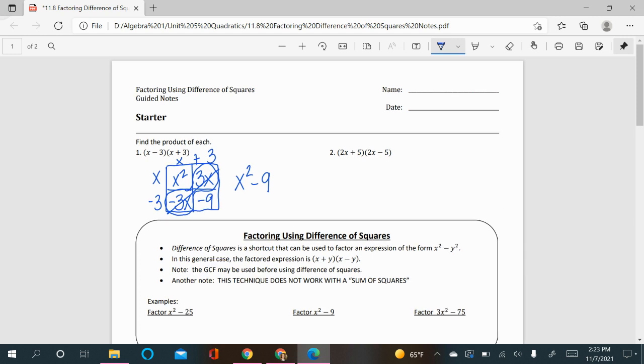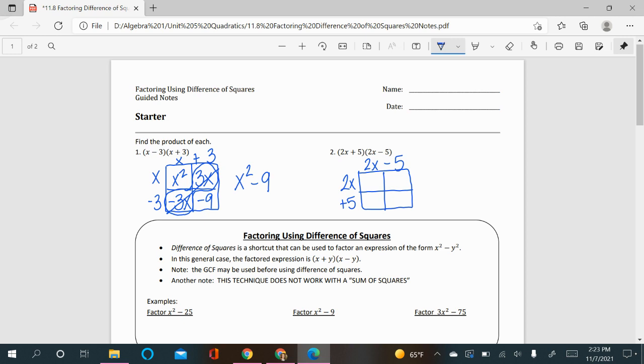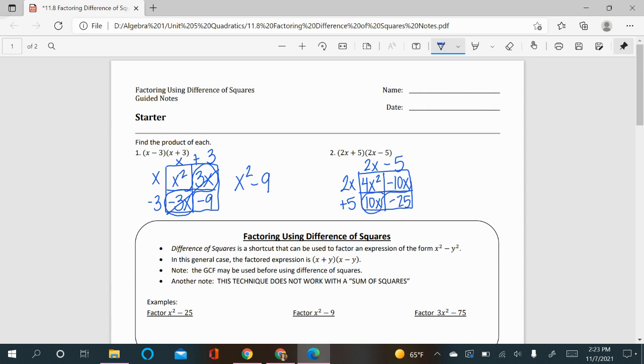All right, and let's look at this next one. I have 2x plus 5 and 2x minus 5. 2x times 2x is 4x squared. 2x times negative 5 is negative 10x. 5 times 2x is 10x. And 5 times negative 5 is negative 25. Again, combining like terms, 10x minus 10x will go away, and I'm left with 4x squared minus 25.